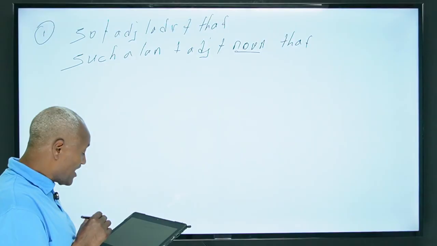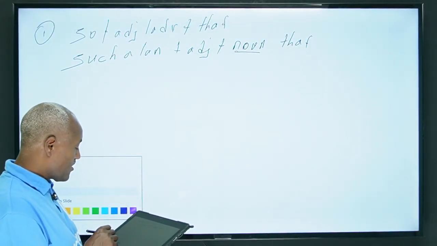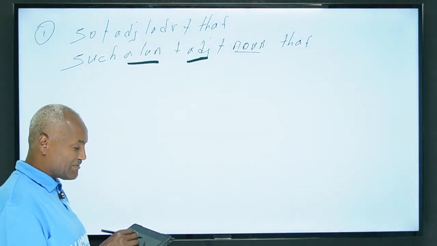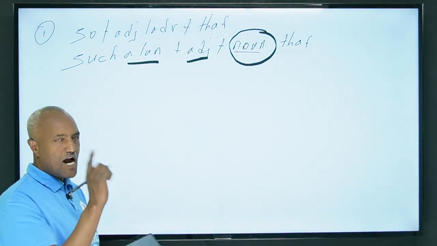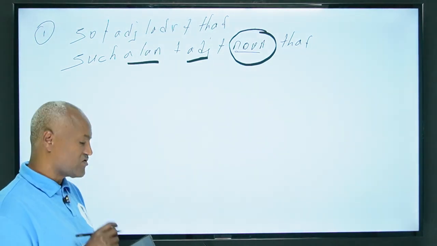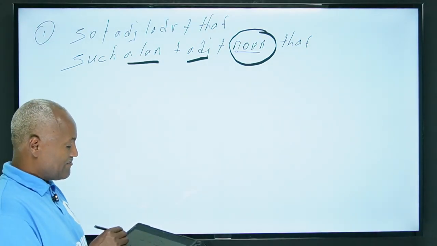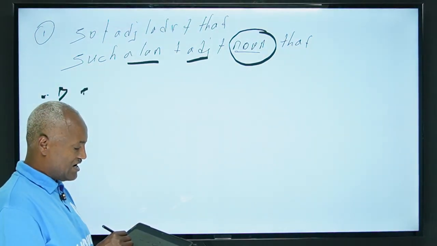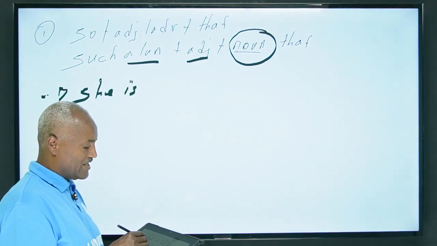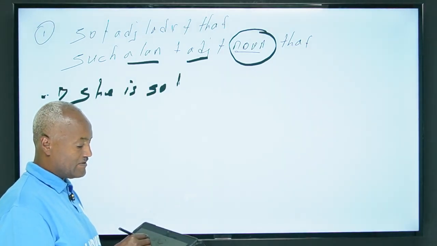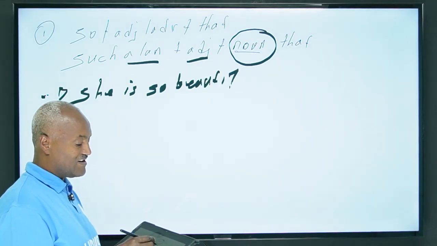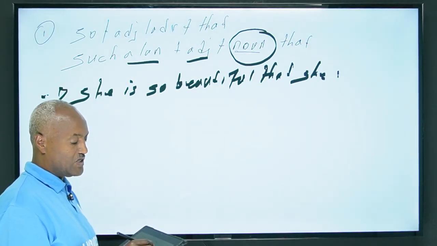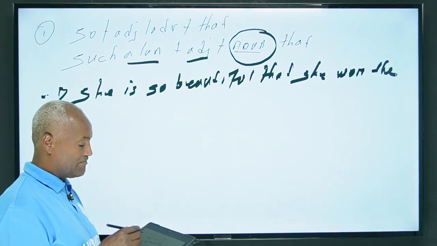Especially we use an or a based on this, when the noun is a singular countable noun. Don't forget this one: singular countable noun. Then let's see an example. Much more is in the notes you have, but I want to make it clear for you. For instance: she is so beautiful that she won the beauty contest.